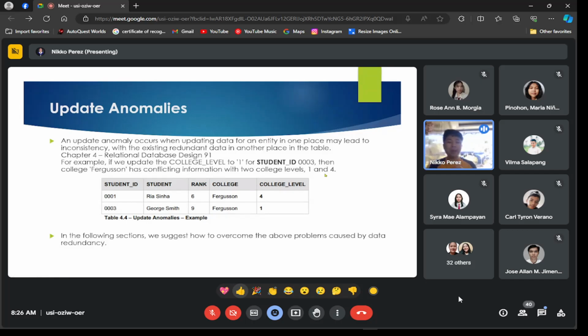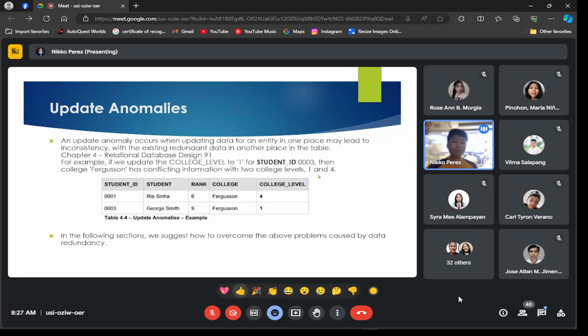So what's the main concern about update anomalies? The main concern is that it will give you conflicting information. When we say conflicting information, it is an inconsistency of the data.